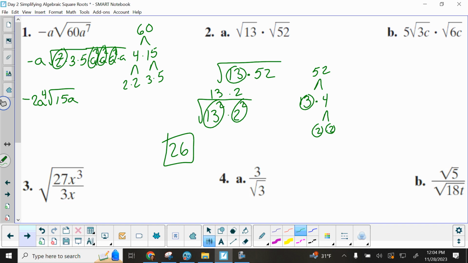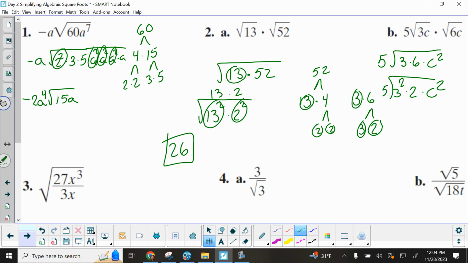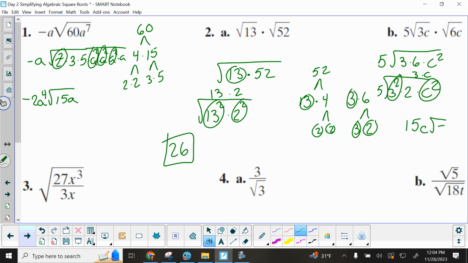B, let's see, I've got 5, and now I've got 3 times 6 times c squared. So same thing. I could write 18 here. Or I could just say I'm starting with 3 times 6 and then factor the 6. So I've got 3 squared times 2 times c squared. And there's a 5 out in front. So out comes a 3, out comes the c. So 15c radical 2.